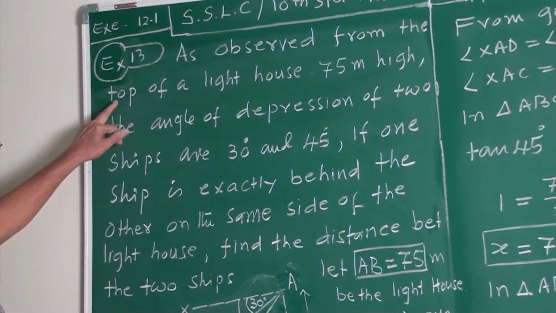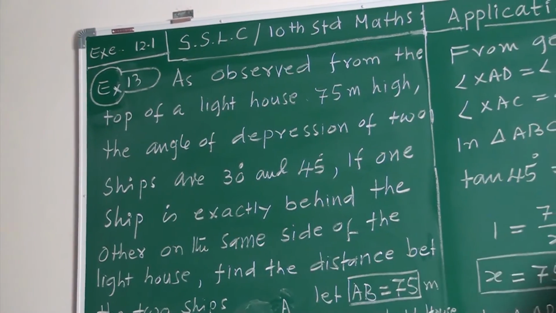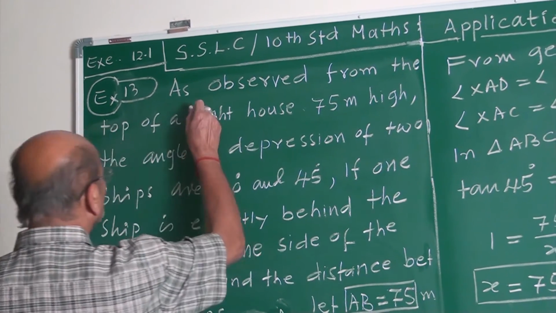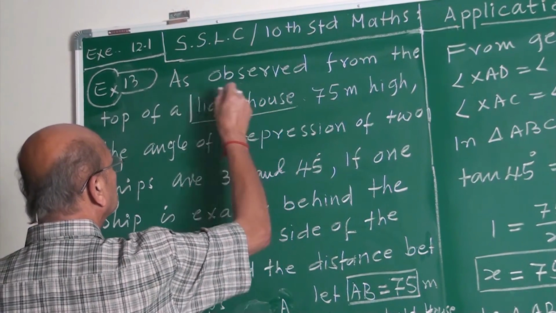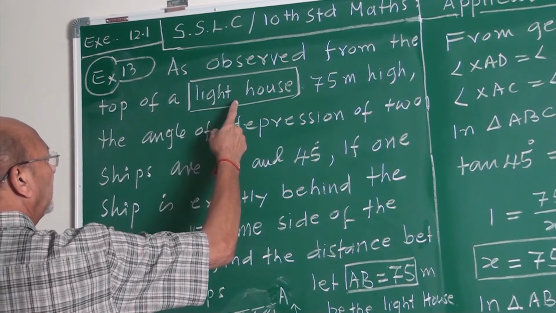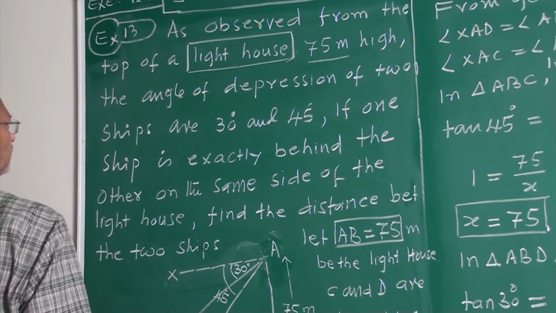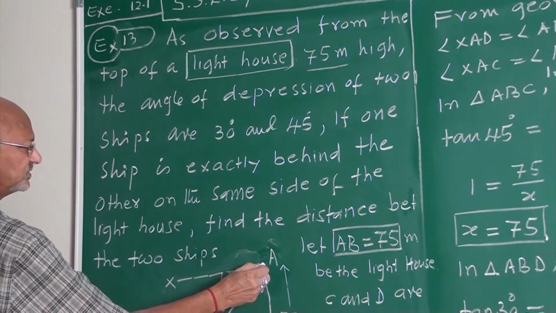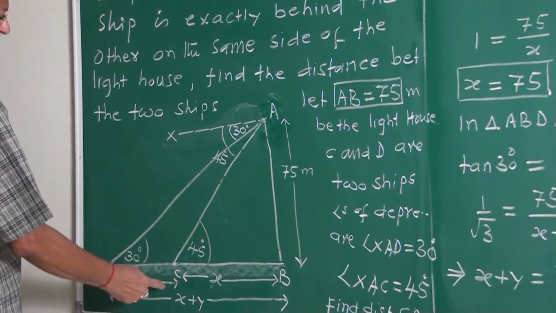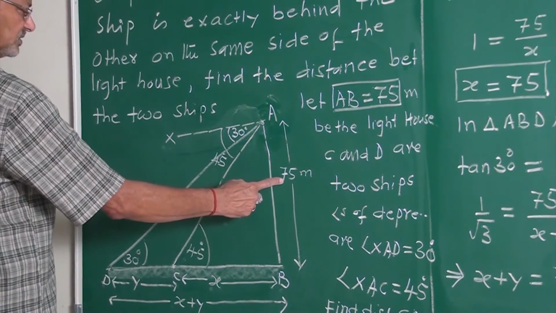As observed from the top of a lighthouse, the height of the lighthouse is 75 meters. The angles of depression of two ships are given. The observer is at the higher point A. The ships are down here. The angles of depression are 30 and 45 degrees. The height of the lighthouse is given.